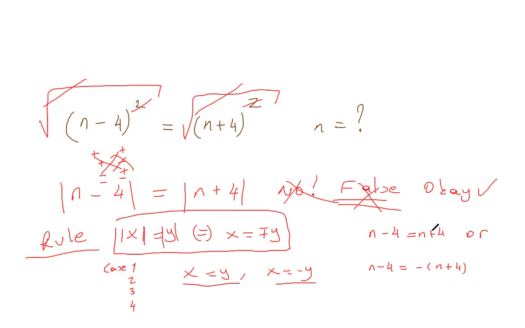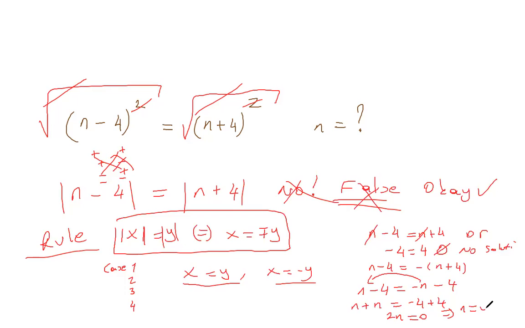So then be careful now. These and these, simplify. Negative 4 is equal to 4. Is it possible? Yes, no? No. So empty set, no solution. What about here? n minus 4 equals negative n, negative 4. Take the negative n to the other side, n plus n. Take the negative 4 to the other side, negative 4 plus 4. So 2 times n is 0. n is 0. That's it.